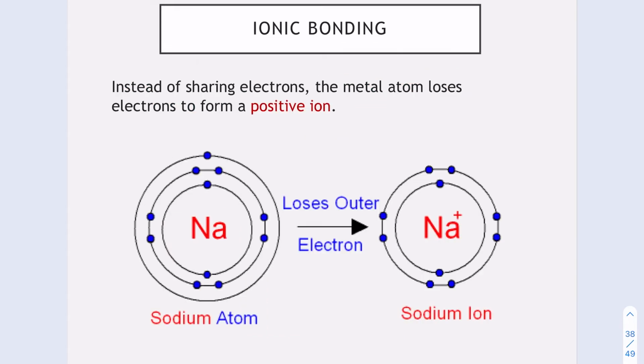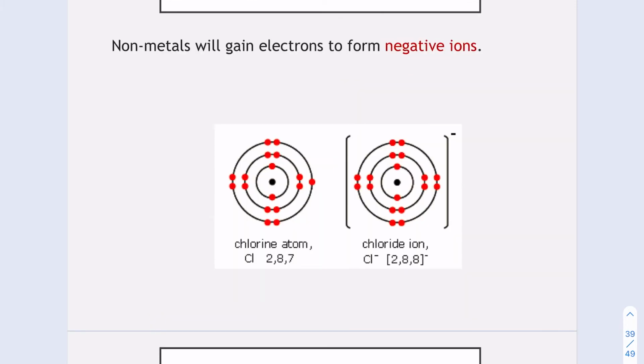So unlike covalent bonding, which we'll learn later, ionic bonding is when metal atoms lose an electron to form a positive ion. So if you have a look at sodium here, you can see this little electron is on its own. And then when you go to the sodium plus ion, this electron has completely disappeared so that you're left with your Na+.